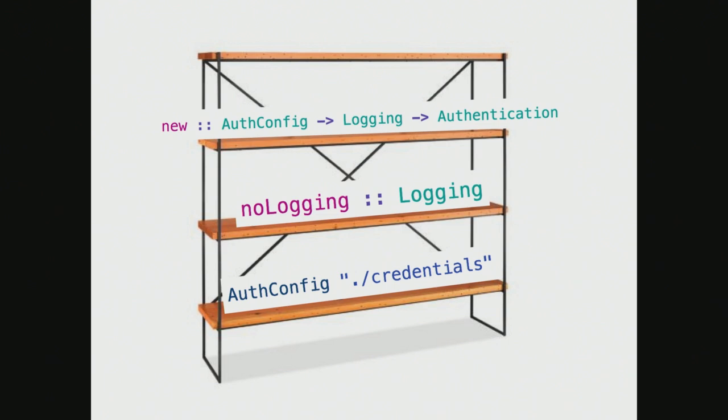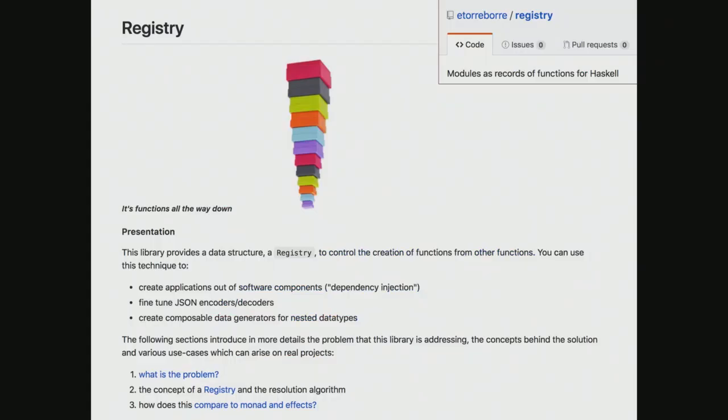Once I've made it, I just put it on top of the list, and then it's available for any other constructor that needs to do some authentication. And that's a very simple algorithm. It's a simple data structure and a simple algorithm. And this is all in a library called registry. So that's the thing I want to really present today.